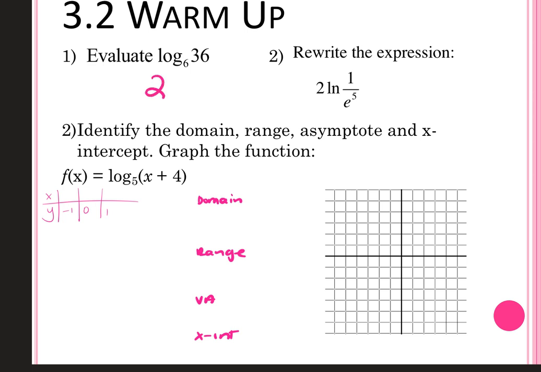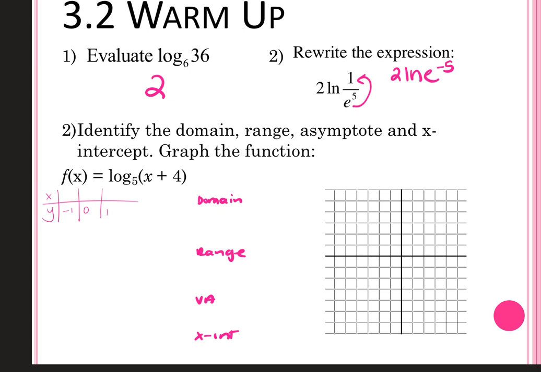2. Good. Then 2 says 2 times ln of 1 over e to the 5th. So this one's kind of trickier because you've got to do some work before you can get there. But if I brought e to the top here, what would that do to my exponent? It makes it -5, right? And then what happens when ln and e are next to each other?